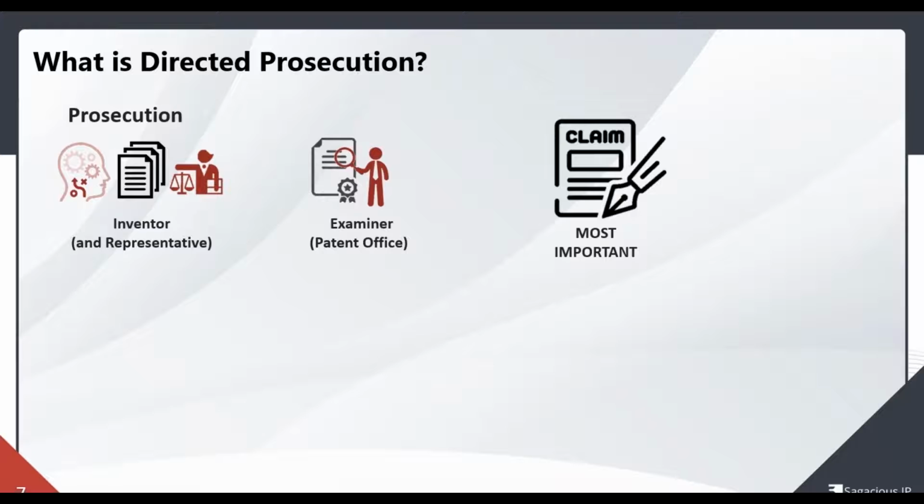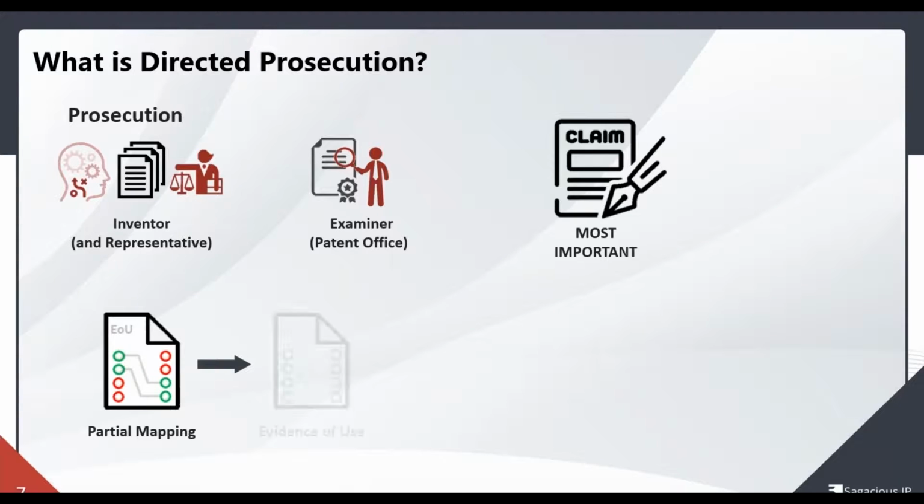So let's say once you try to map the different elements in a claim to a product, if all the elements are not present in the product, you end up with a partial mapping. So how to convert that partial mapping into a full mapping, which is also known as evidence of use, which is evidence to prove infringement?